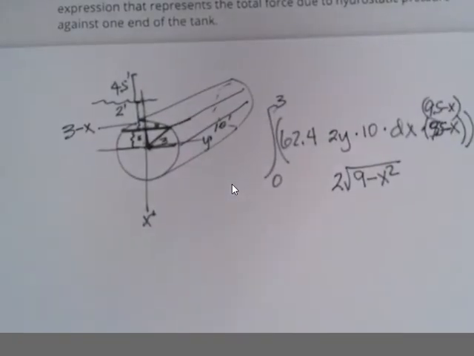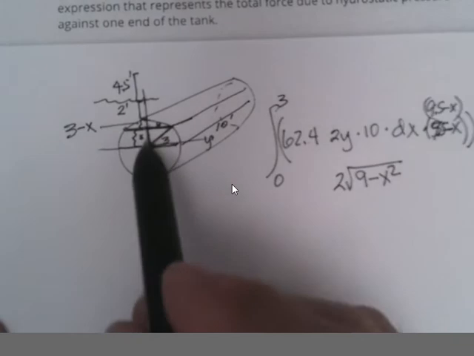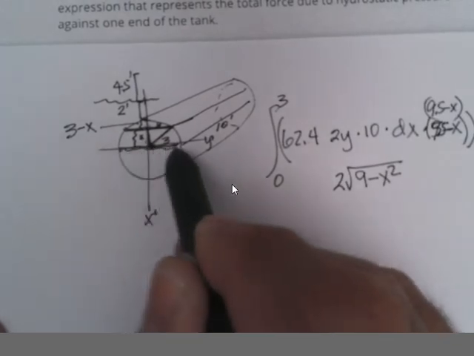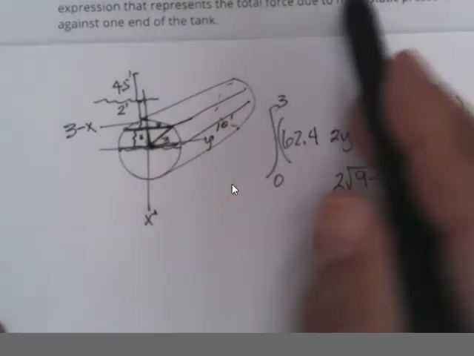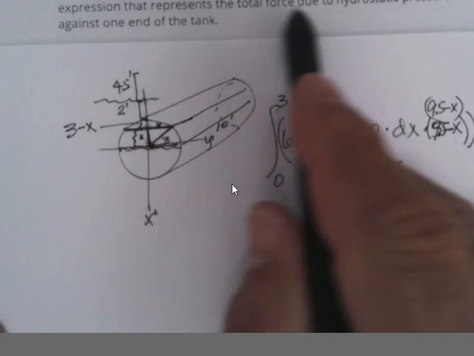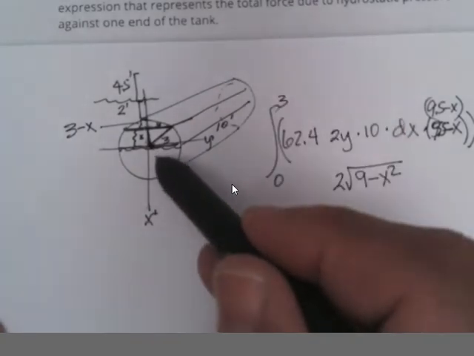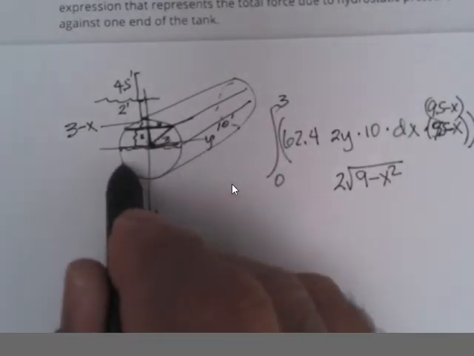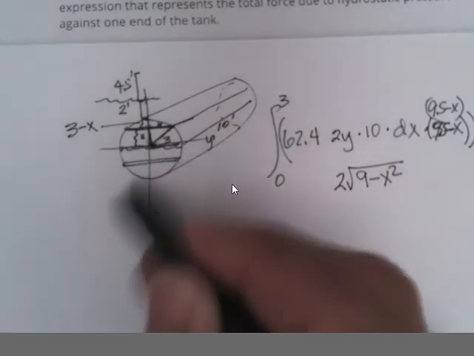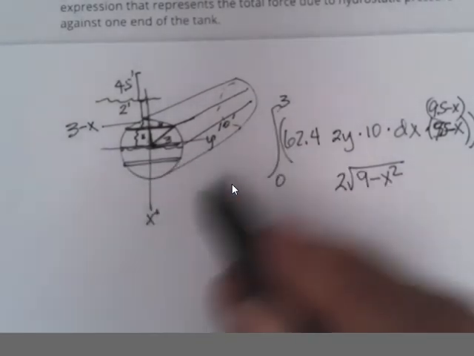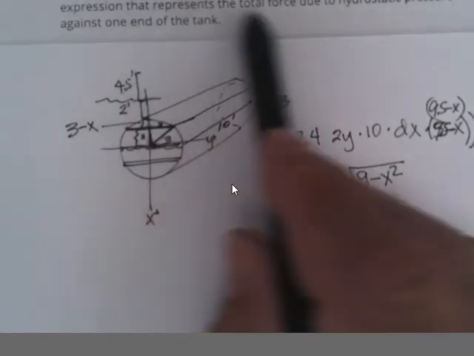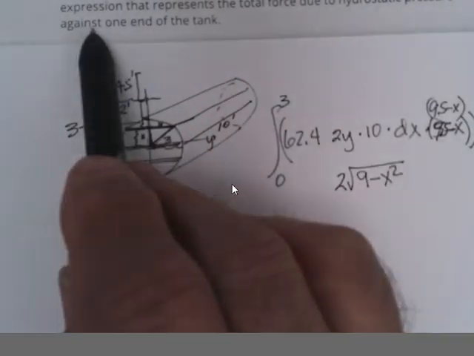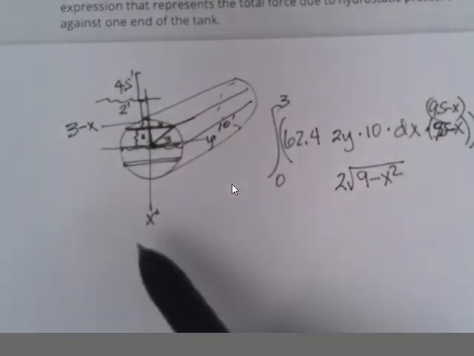Okay, and B. Now let's say the tank is only half full, they say. But the total force, hydrostatic pressure on the side. Okay, so now we're going to do a slice in the water. It's on this end, not the sides, against one end of the tank.